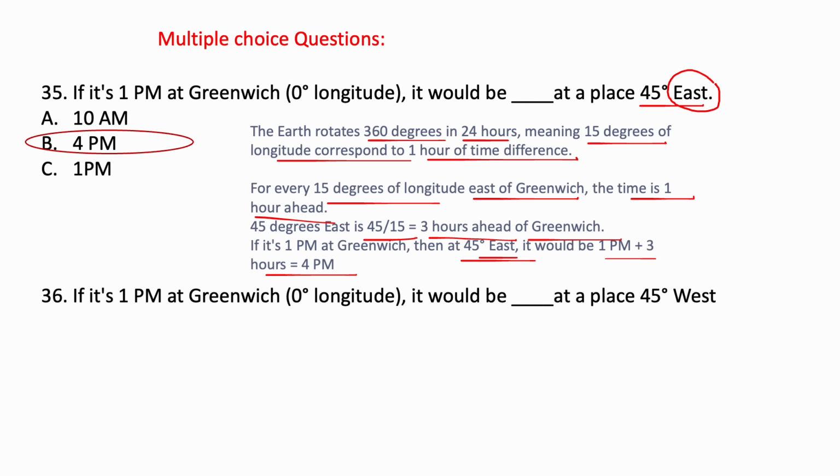Then there is a similar question. If it is 1 p.m. at Greenwich, it would be dash at a place 45 degree west. Here it is west. Answer, see the options are 10 a.m., 4 p.m., 1 p.m. Correct answer is 10 a.m. Here it is 45 degree west. So, it is 3 hours behind Greenwich. So, it is 10 a.m.